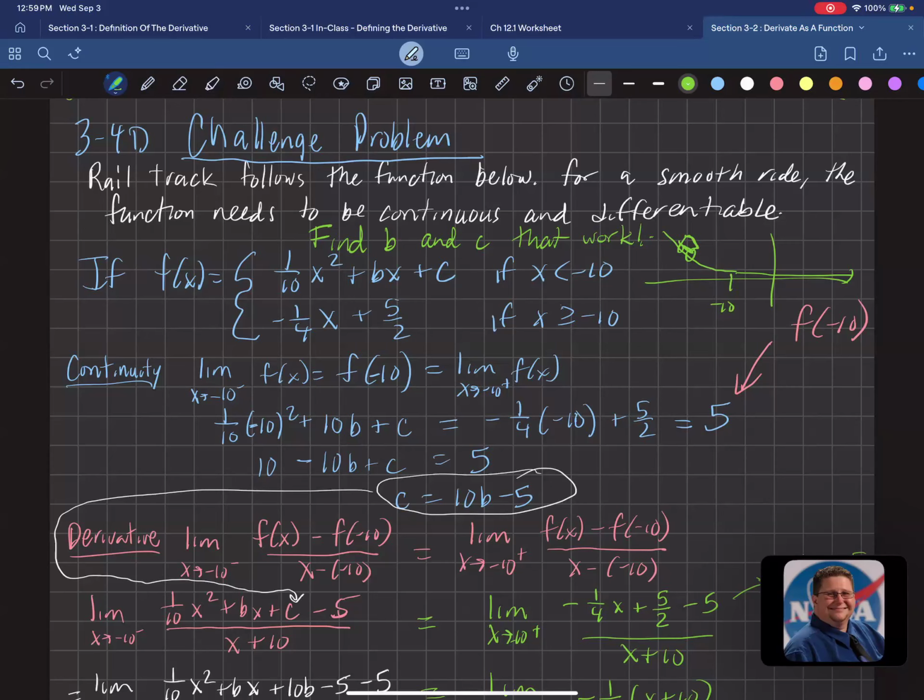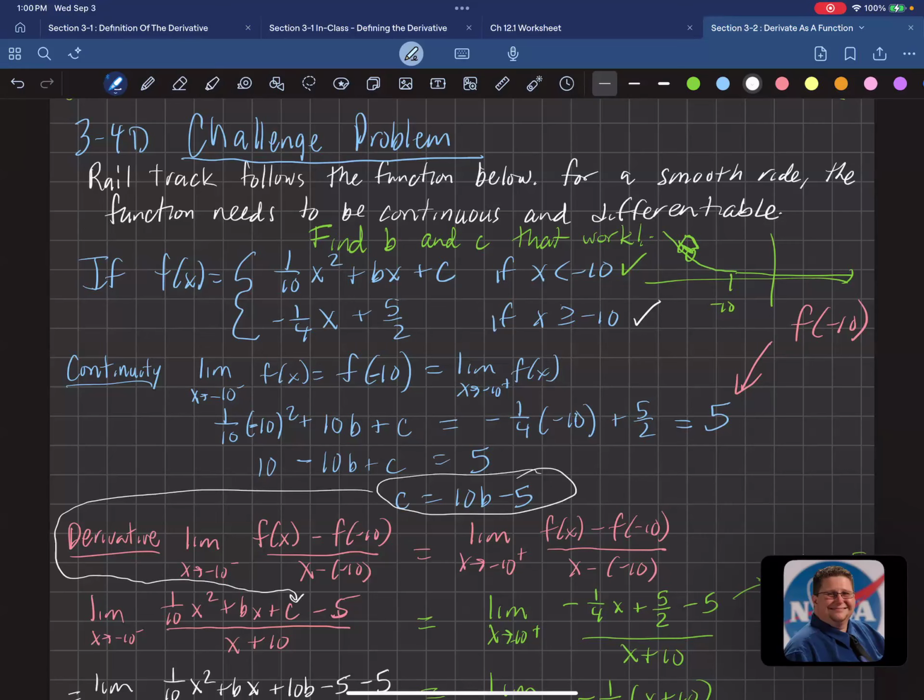But we don't know the values of b and c on our function for the parabolic one. So we're going to have f of x equals 1/10 x squared plus bx plus c when x is less than -10. And then after it hits x equals -10, it shifts to a flat line, -1/4 x plus 5/2.